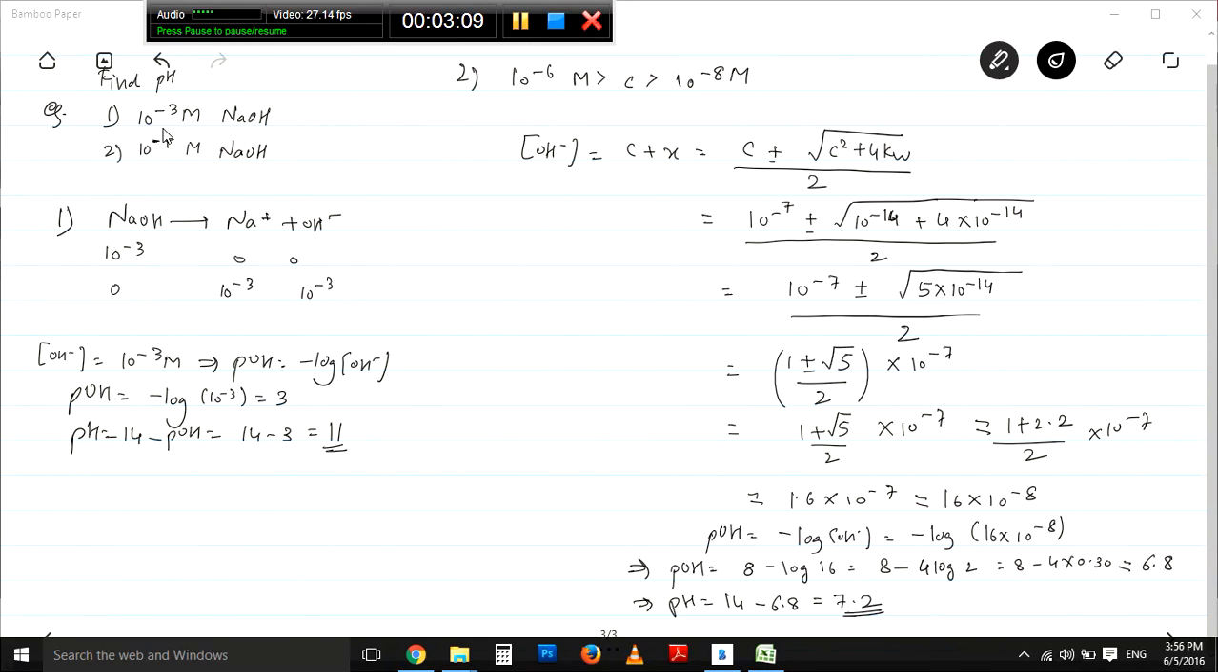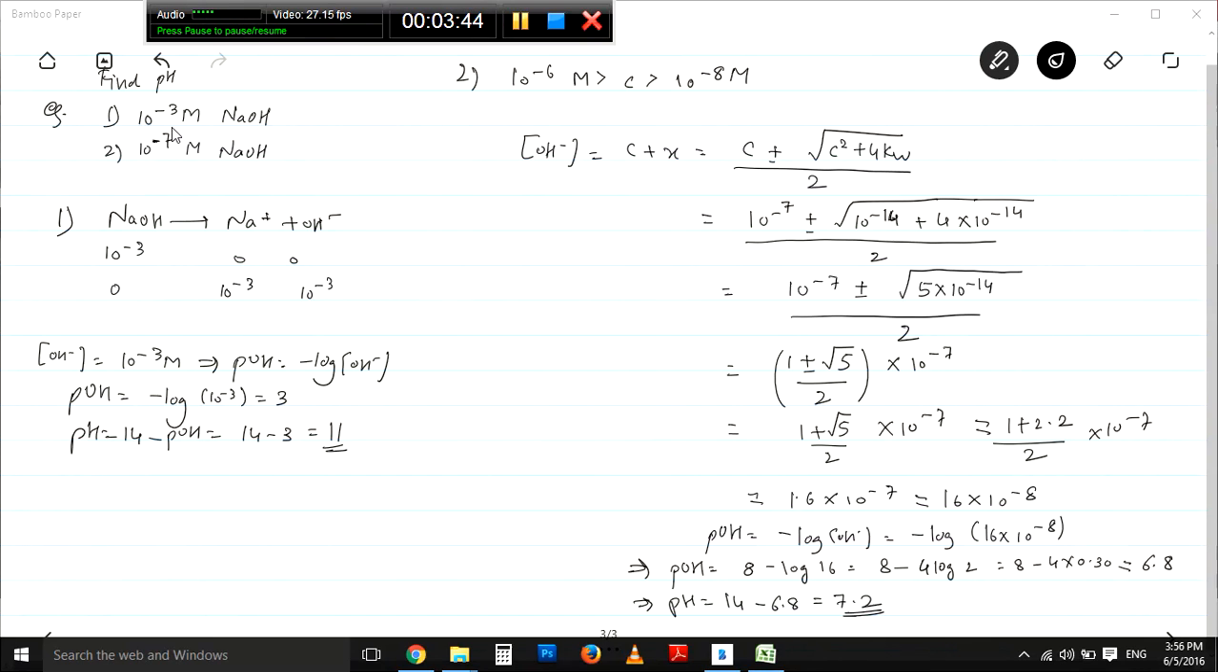Now the first case is very simple, where the concentration is greater than 10 raised to power minus 6. So I can directly say that NaOH will dissociate into Na plus and OH minus, and the concentration of OH minus is going to be 10 raised to power minus 3, and pOH equal to 3. Then pH can be calculated as 11, because pH is nothing but pKw, which will be 14, minus pOH, which is 3.